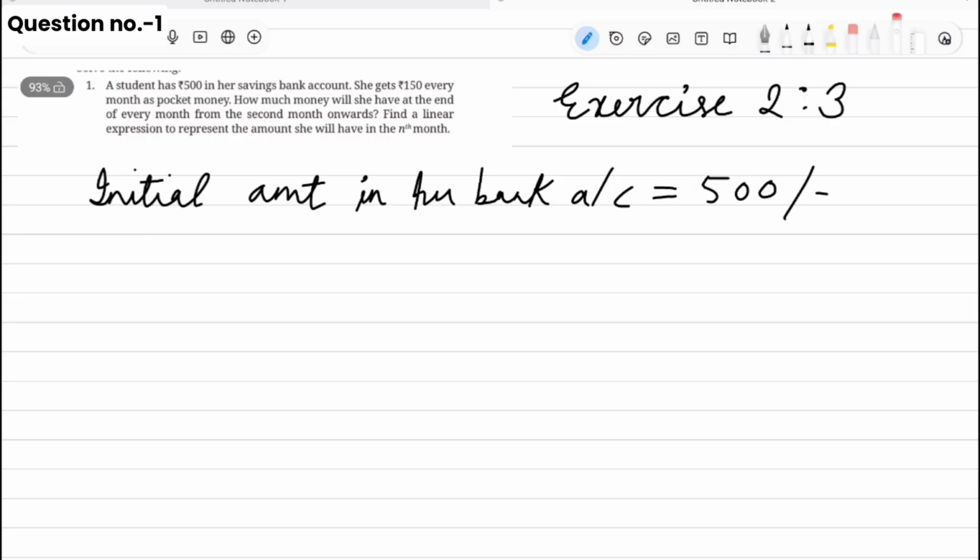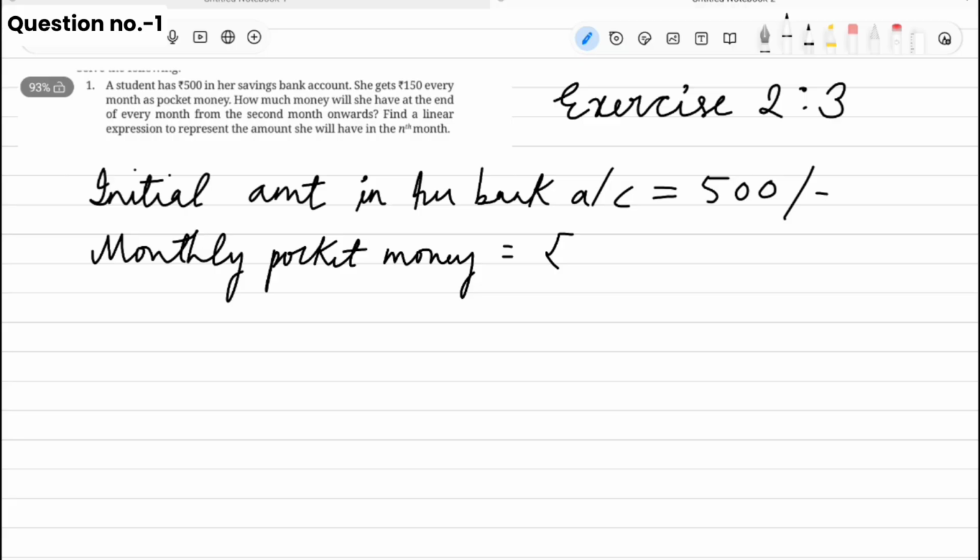And further it is given that she gets 150 rupees every month as pocket money. ठीक है? And the amount she gets as pocket money is 150 rupees. So we'll write monthly pocket money is equal to rupees 150. How much money will she have at the end of every month from the second month onwards?